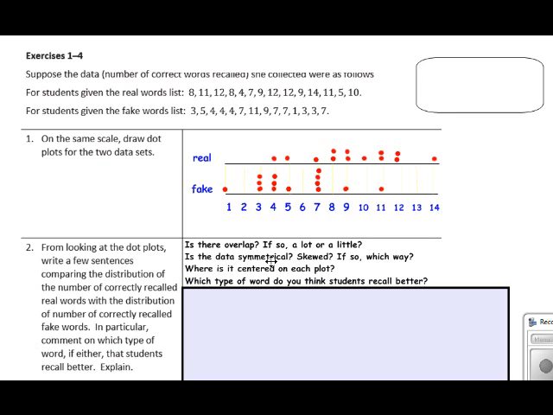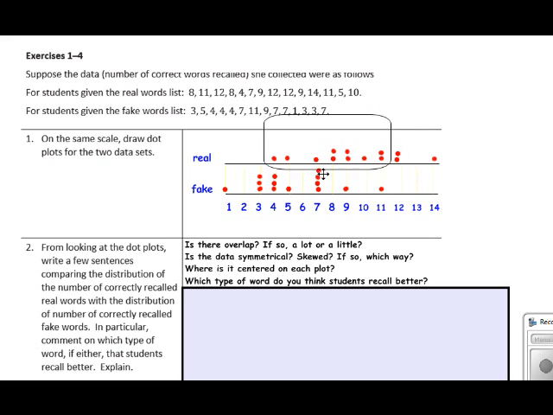Here are some things to think about. Is there overlap in the data? If so, is it a lot or is it a little? Is the data symmetrical? Is it skewed? And if so, which way? Where is it centered on each plot? Which type of word do you think students recall better? So let's take a look at the first question. Is there overlap?